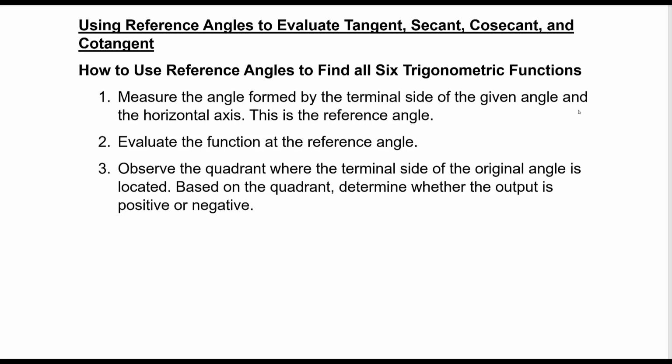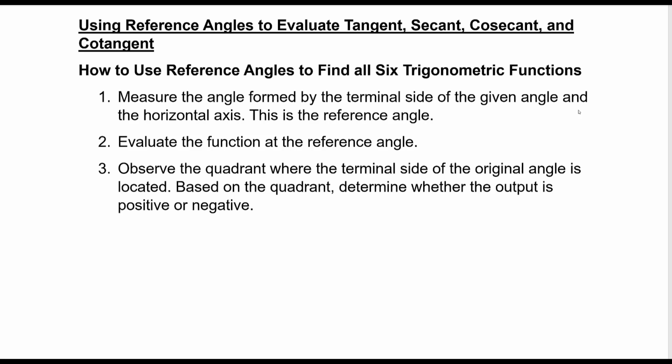Let's talk about using reference angles to evaluate tangent, secant, cosecant, and cotangent. So how do you use reference angles to find all 6 trigonometric functions? Measure the angle formed by the terminal side of the given angle and the horizontal axis. This is the reference angle. This will be an acute angle. I think we already addressed some of that, but okay.